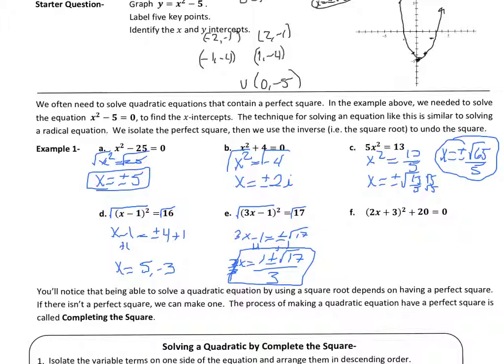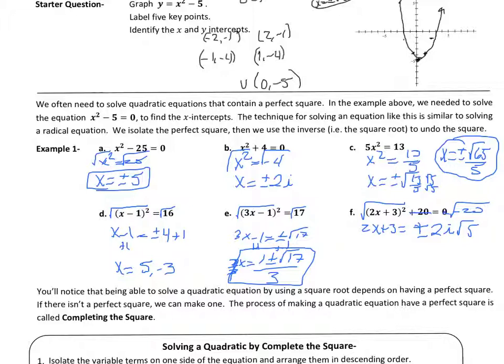All right, in part F, first step, minus 20. So we're just going to set this equal to negative 20. And now we square root both sides. So we get 2x plus 3 equals the square root of negative 20. Let's simplify that. 20 breaks down into 4 and 5, and the square root of 4 is 2. We're going to take our i out to begin with. So we get plus or minus 2i square root 5.